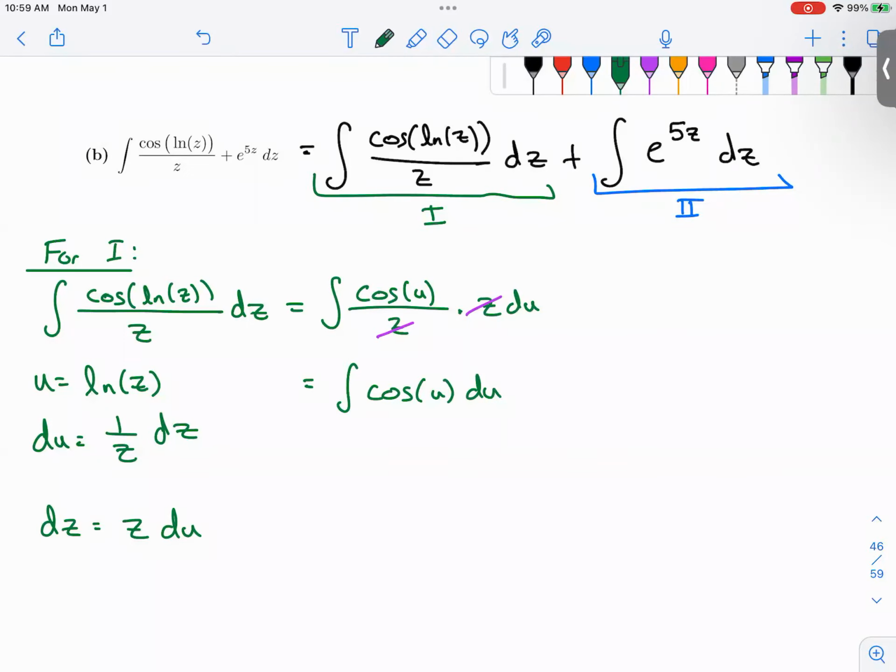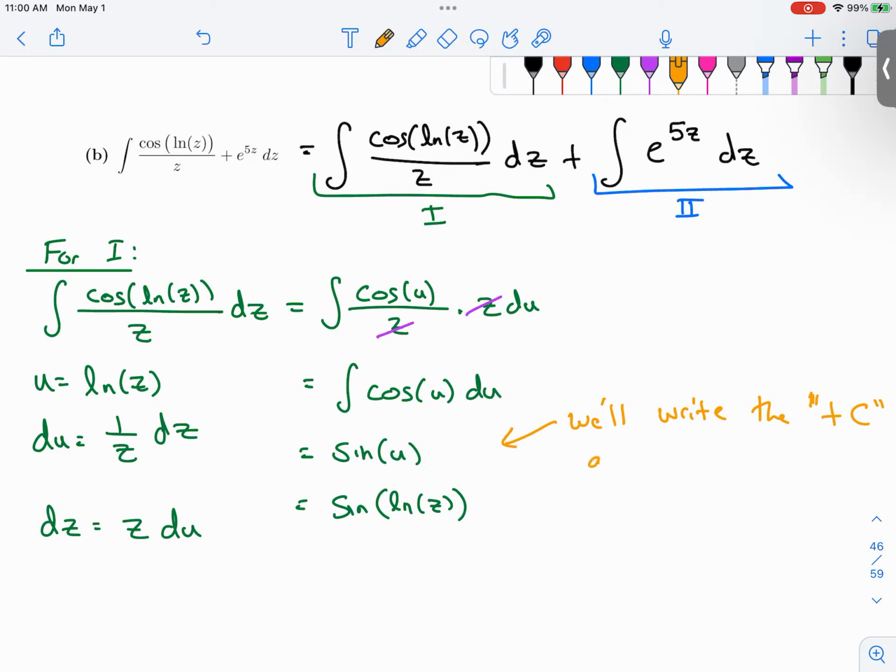What is the integral of cosine? Positive sine, because the derivative of sine is cosine. I have to do that every time. I do not have my cosine and sine integrals memorized. I have to check myself every time. So this is sine of u. And then we can write plus c, but we're just going to combine at the very end. So we'll just write this: sine of ln of z. We'll write the plus c at the end.